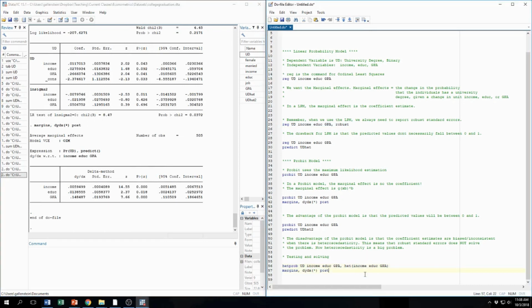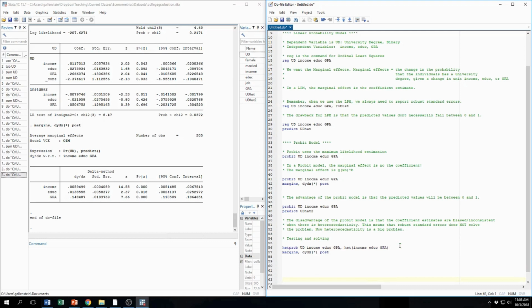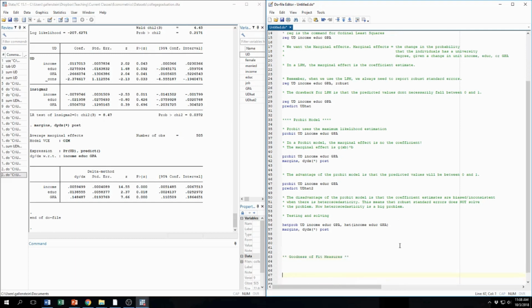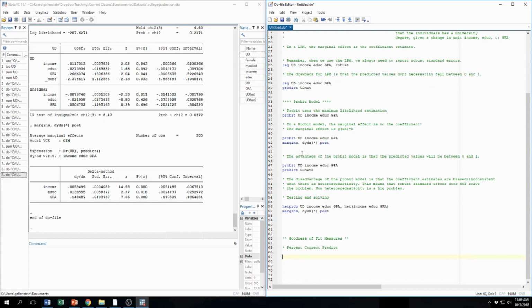Okay. Now, the last thing that I'm going to go over is the goodness of fit measures. I mentioned two new goodness of fit measures. One is the percent correctly predicted, so the percentage of the values that was correctly predicted by the regression. We can use this for the linear probability model or the probit model, either one. Let's do it for the probit model.